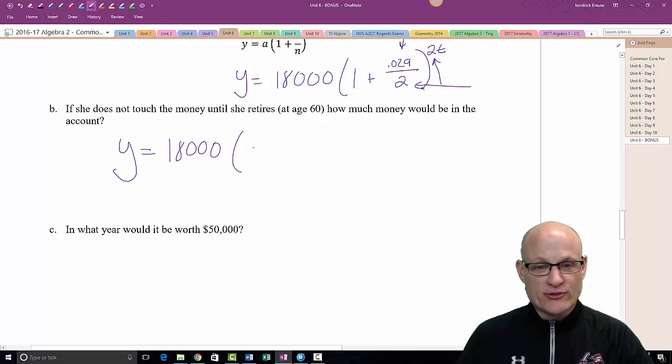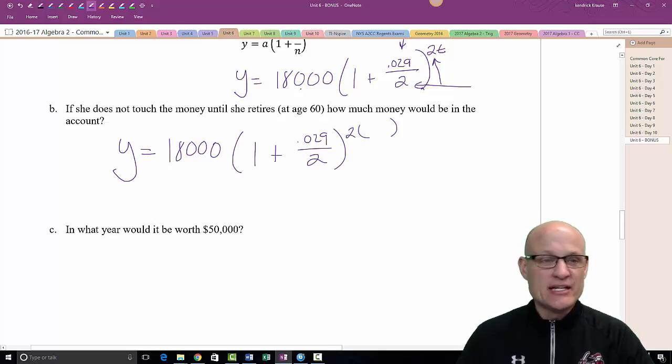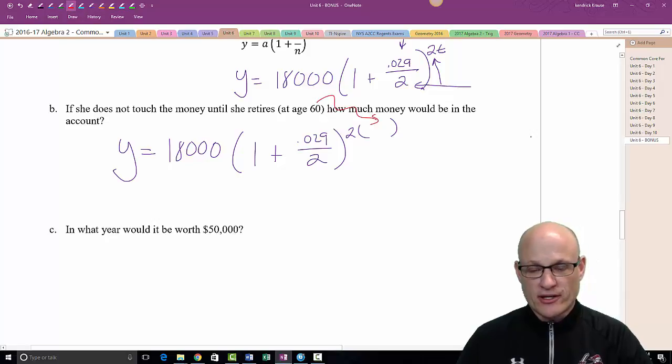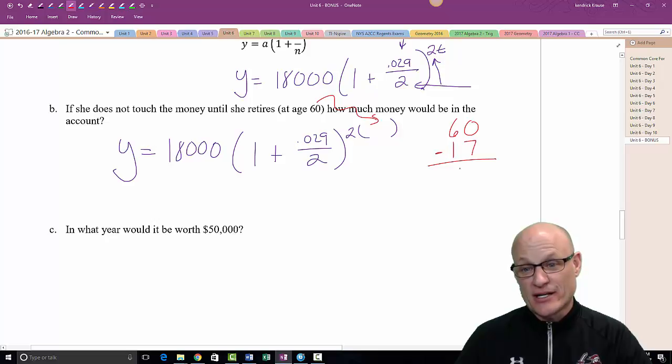So we start with the 18,000. We do 1 plus 0.029 over 2 to the 2 times. Now we got to figure out what the time is. If you're just a straight up crazy tool, what you're going to do is put a 60 in here. But it's not 60 years. She's not investing it for 60 years. She stops at 60. When did she start? She started when she was 17 and she got the money. So really she's going to have that money in the investment for 43 years.